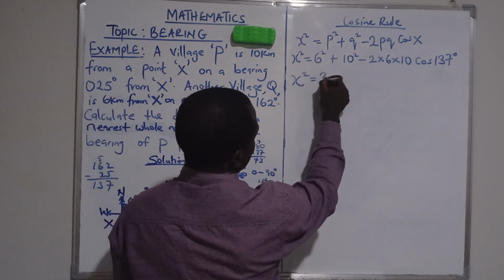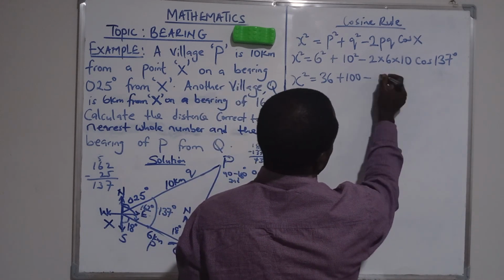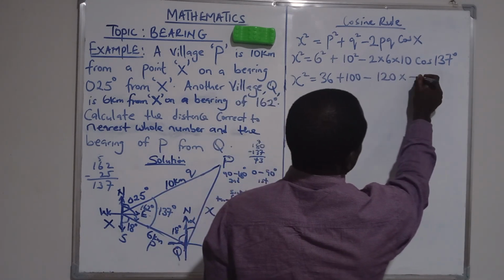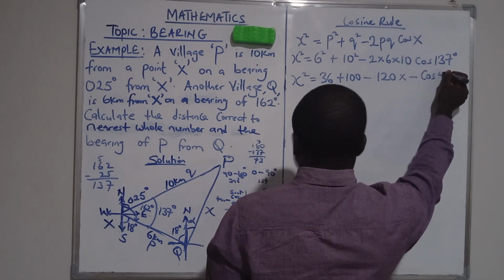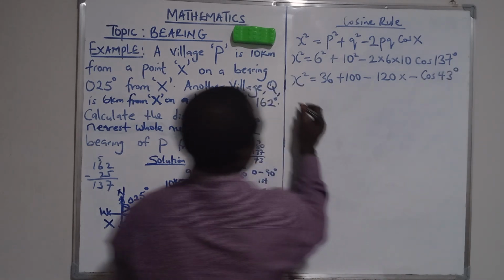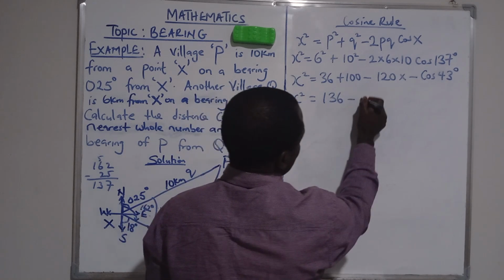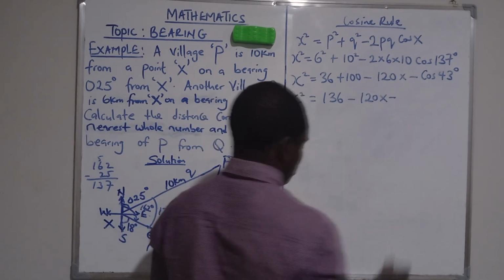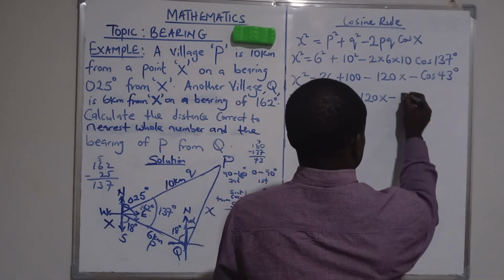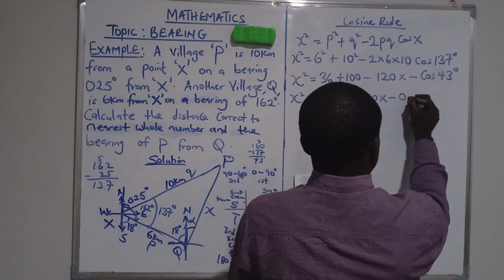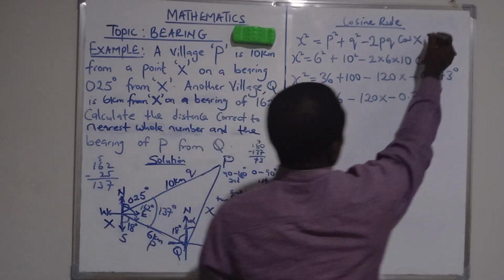x squared equals 6 squared, which is 36, plus 100, minus 2 times 6 times 10, which is 120, times minus cos 43 degrees. Now x squared equals 136 minus 120 times minus cos 43. Cos 43 gives you 0.7314. Now you have to deal with BODMAS.